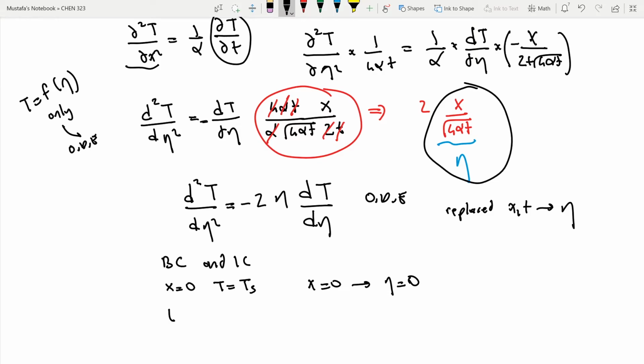And for t equal to 0 or x equal to infinity, T was equal to Ti. For these two cases, t goes to 0 or x goes to infinity, which means eta goes to infinity. In this case, T is equal to Ts at eta equal to 0, and here T is equal to Ti, the initial temperature. Okay, so now we have a second order ordinary differential equation and we have two boundary conditions. That means we should be able to solve this equation.